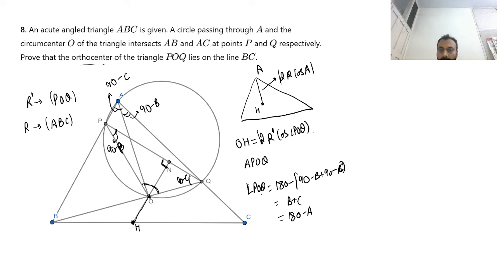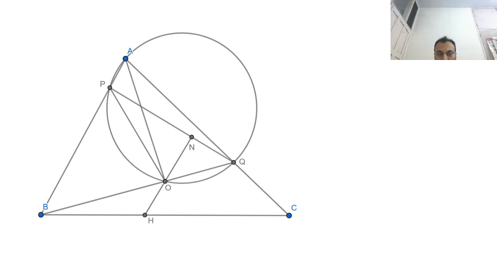and in fact it is 180 minus A. So angle POQ is 180 minus A, so we want to prove OH is 2R dash cos of 180 minus A, which is cos A. Yes, we want to prove that OH is 2R dash cos A. That is the one thing. Now let's see how we can do that.